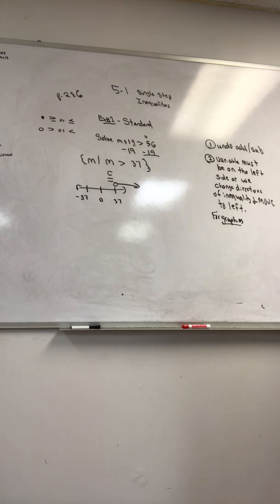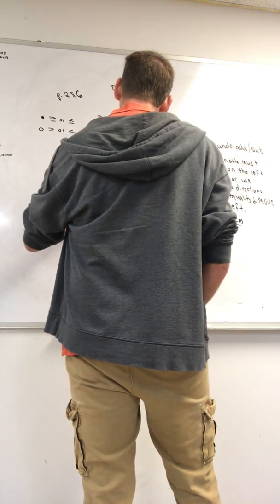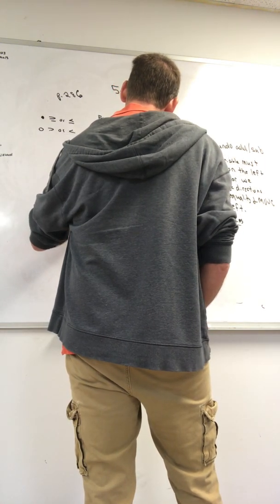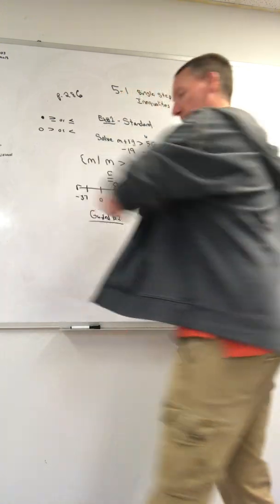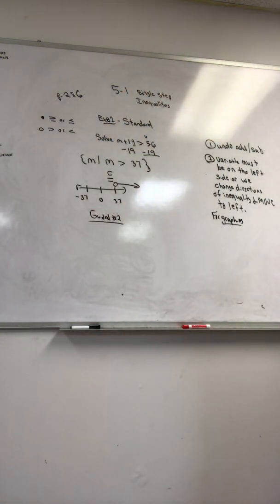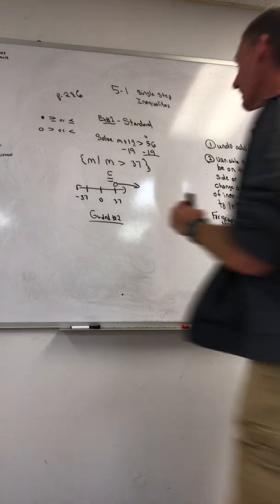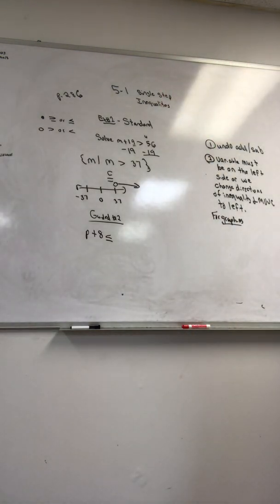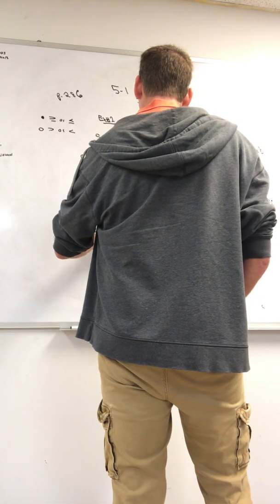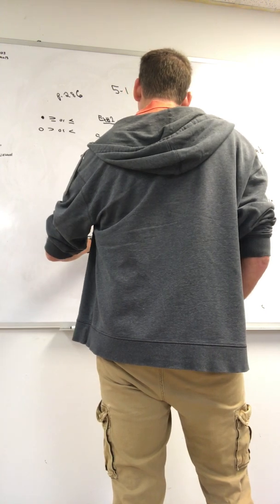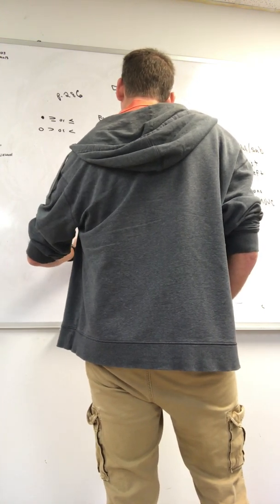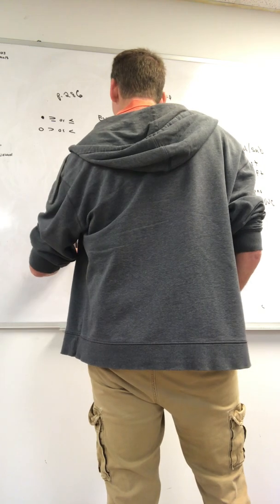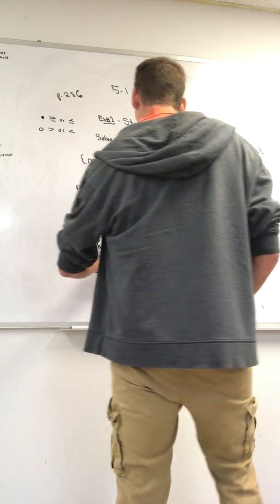Alright, so let's try another one. This is guided 2. And so we're going to get p plus 8 is less than or equal to 18. Subtract 8 on both sides. P is less than or equal to 10. Put that in set notation. It looks like that.